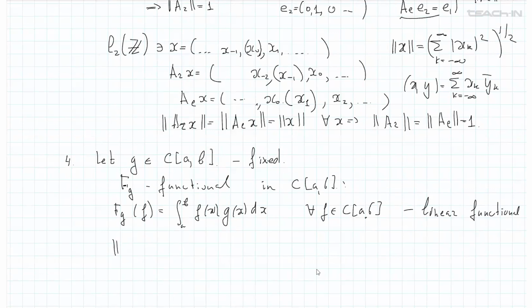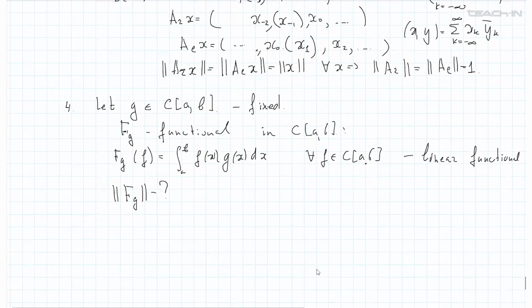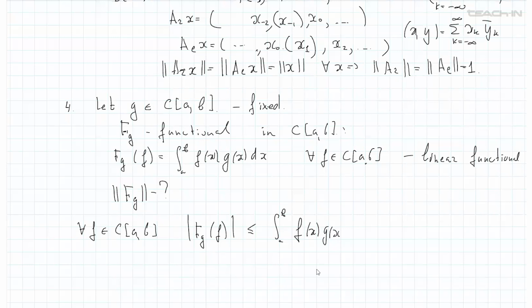And let's try to find its norm. Again, first we obtain an estimation. First, we obtain an estimation for any function f from the space of continuous functions: the absolute value of the result of the action. Then the standard procedure, when we put absolute values inside the integral, it is obvious.